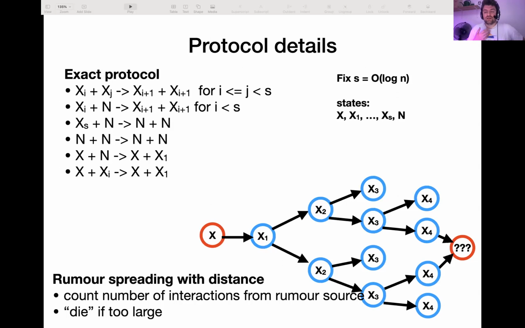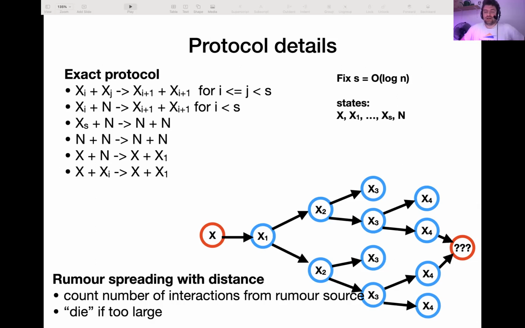So let's look at the protocol in more detail. Essentially, what we want is for the agents to count the number of interactions from the source of the rumor. So when X meets someone, they become X1. When X1 meets someone, they become X2, and so on and so forth. But we need the protocol to also recover from false positives.